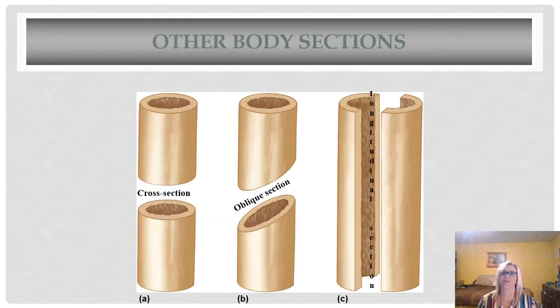Here are some other ways that you can have something cut. This is for cylindrical parts like bones. You can have a cross section. You can see that's basically transverse. You can have an oblique section, which is going at a diagonal. And then you can have what we call longitudinal, that is going all the way down the length of something.